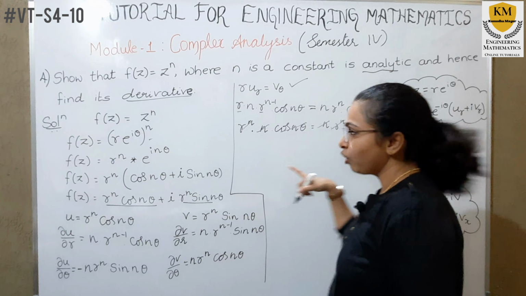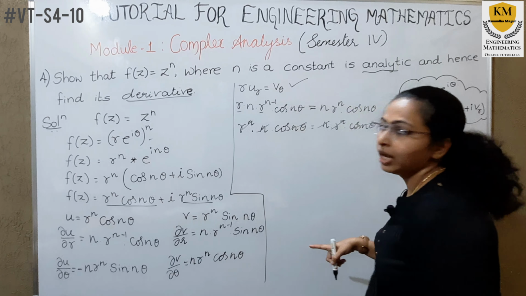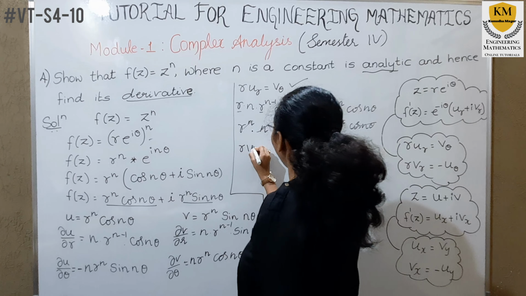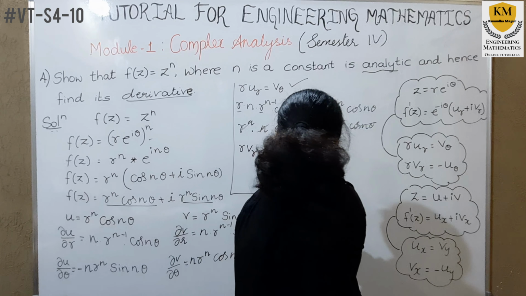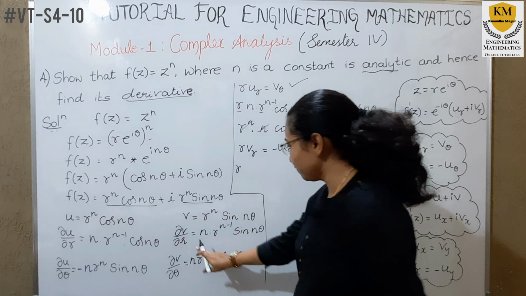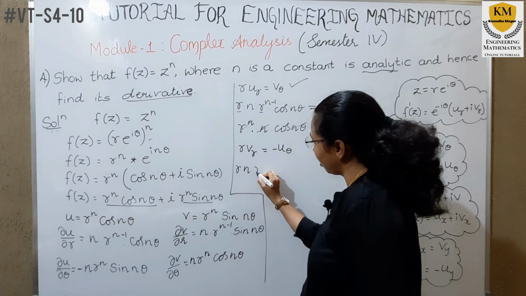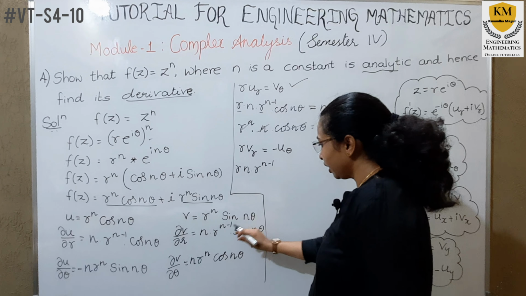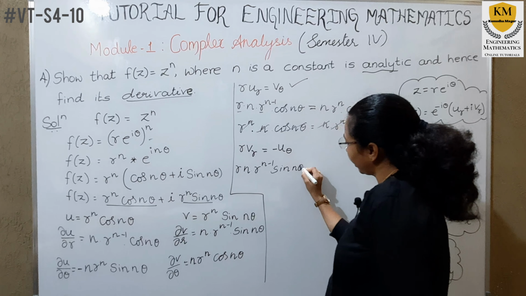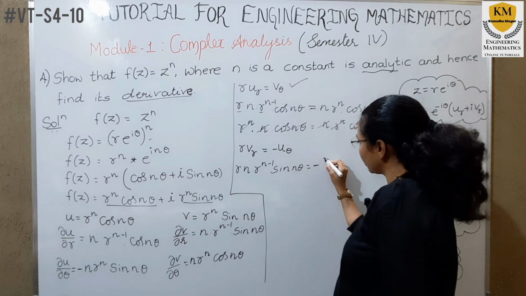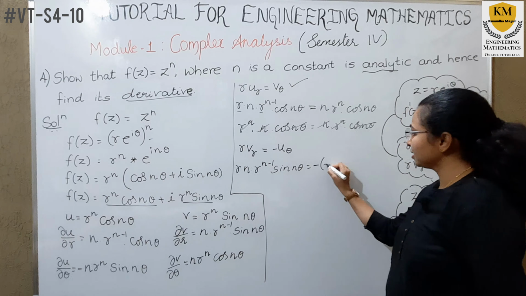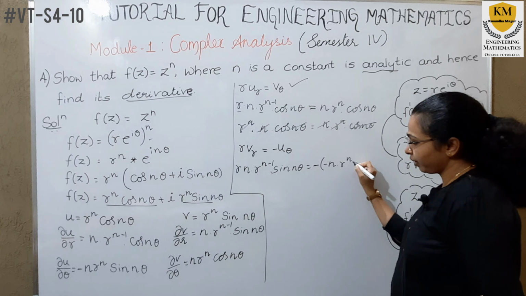In such a way, let me also check the second Cauchy-Riemann equation in the polar form, that says r into Vr is equal to minus u theta. So r, I will write as it is. What is Vr? Vr is nothing but n into r to the power of n minus 1 into sin n theta, and this negative is from the CR equation. I just kept it outside, and u theta says minus n into r to the power of n into sin n theta.